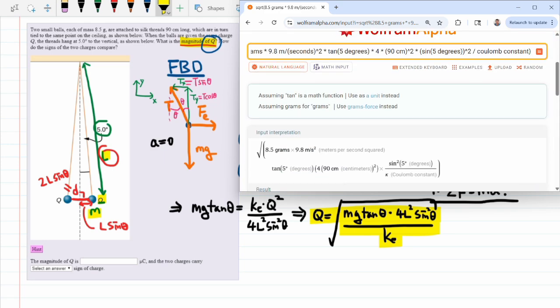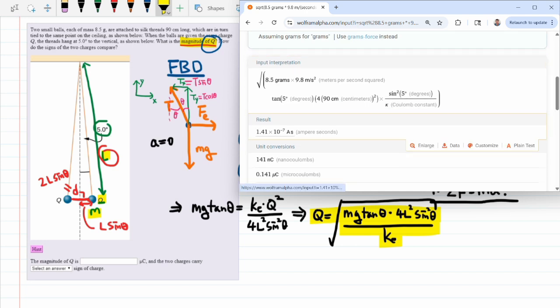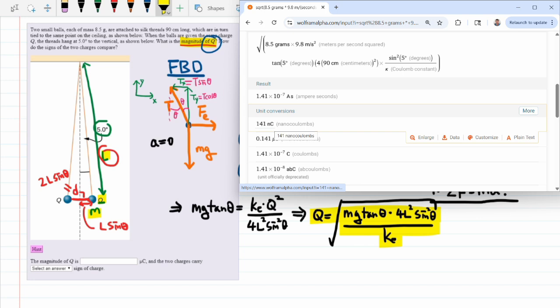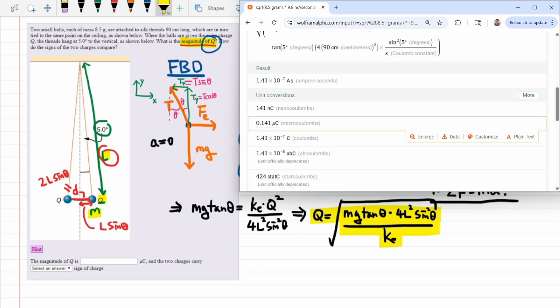Let's check. Yeah, so it should give me a number in ampere times second, or coulomb, or in nanocoulombs. 141 nanocoulombs, or in microcoulombs 0.141 microcoulombs. So as I was saying earlier, 1 coulomb is an unreasonably large amount of charge. In most macroscopic situations, when you have a setup like this, two pith balls separated by some number of centimeters, you're going to be dealing with microcoulombs of charge.